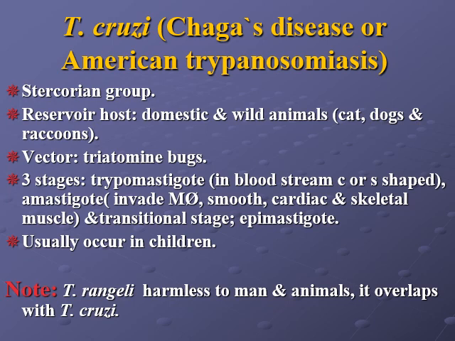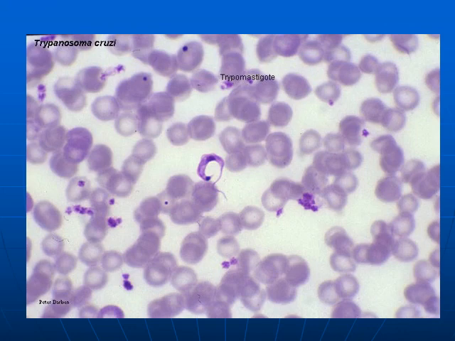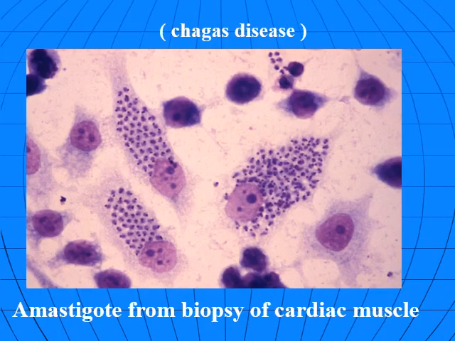We also have a fourth species, Trypanosoma rangeli. It is harmless to humans and animals, but it is mistaken for Trypanosoma cruzi. This is the trypomastigote, C-shaped, of Trypanosoma cruzi, present between the blood cells. And this is the epimastigote, a transient stage in the vector of the disease. And the third stage is the amastigote stage, like the amastigote of Leishmania, present intracellularly in the macrophage, smooth, cardiac and skeletal muscle.